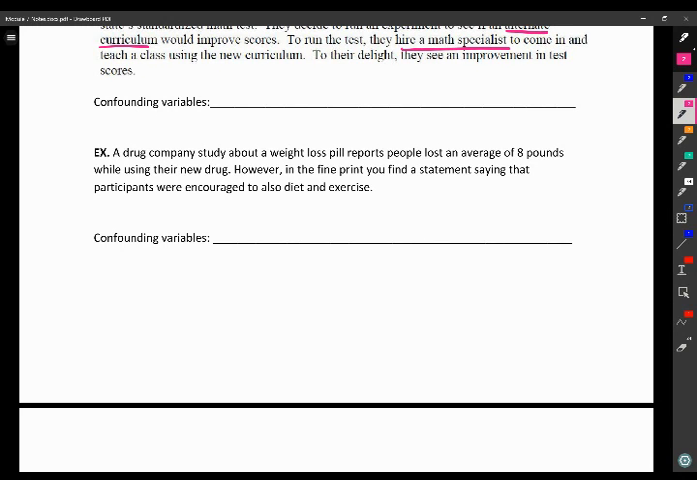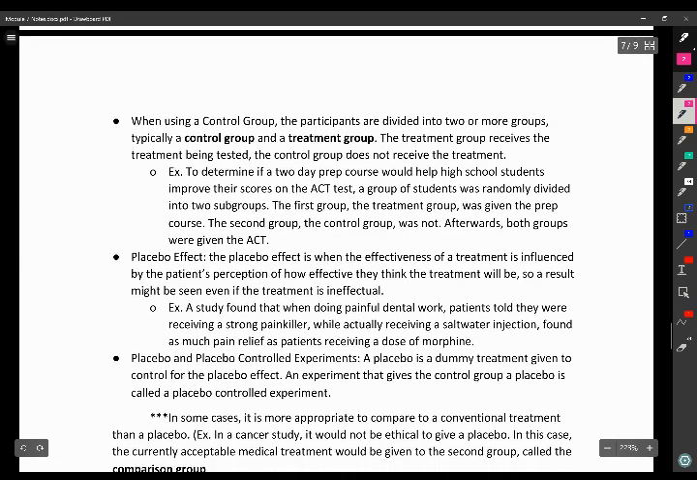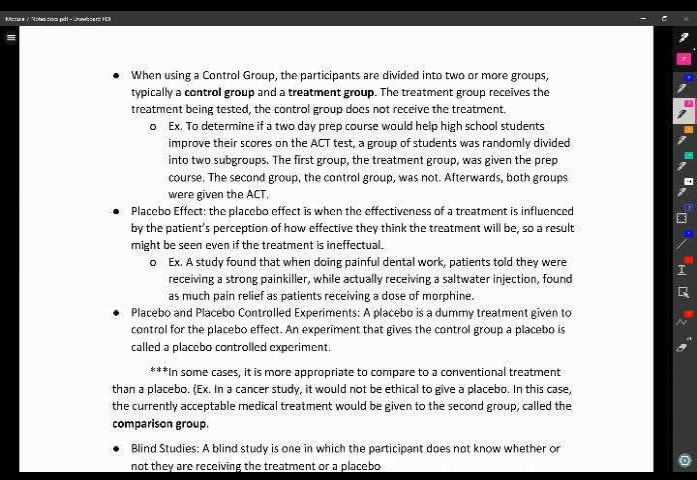Same idea here. It talks about they're studying a weight loss pill, and it says they should also do diet and exercise. Because there's diet and exercise and they're taking a medication, you can't tell which one of those is the reason for the people to lose weight. And so again, that causes a confounding issue because you've got two things that could be making it so the person could lose weight.